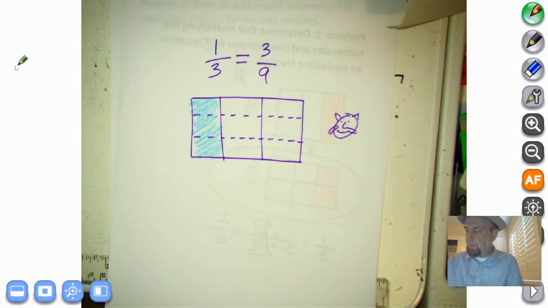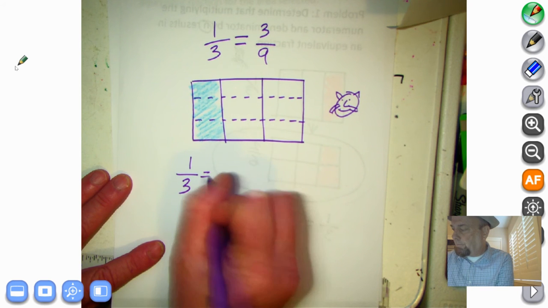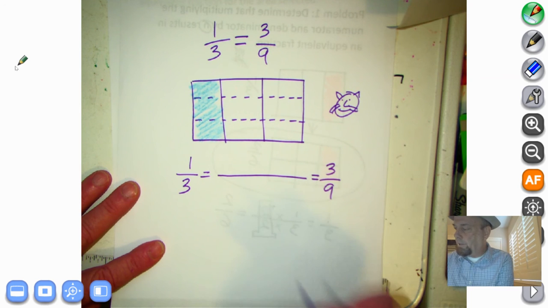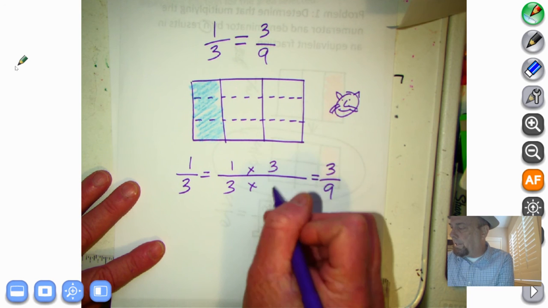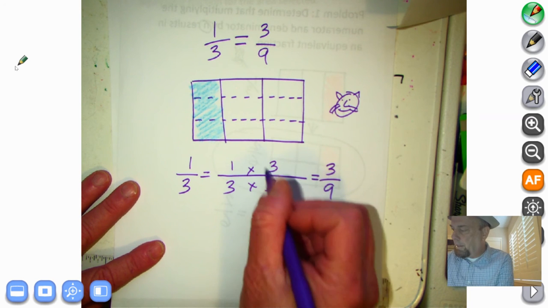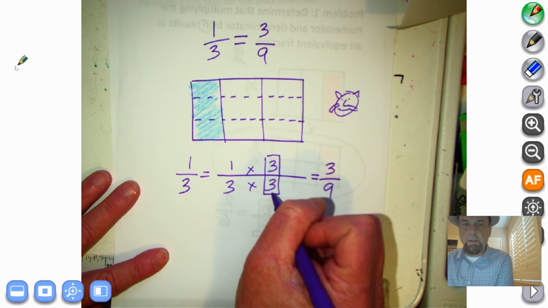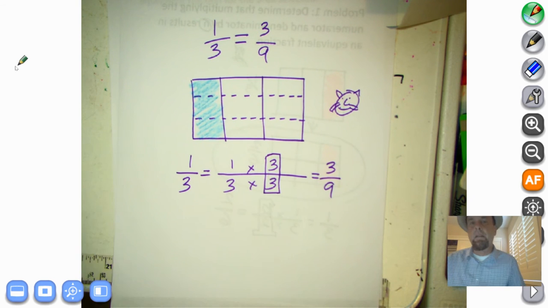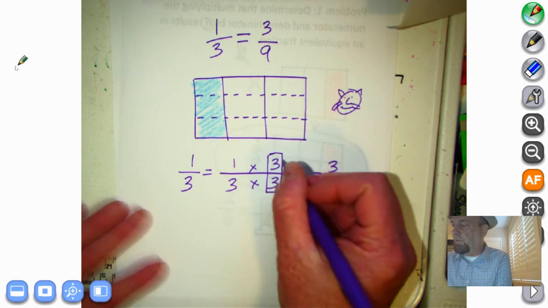Now, how can we prove that through multiplication? Watch this. We have 1/3 equals 3/9. All right, so what did we do? We did 1/3 and we multiply it by 3/3. This is just one whole. This is 1, the fancy form of 1. When the numerator and the denominator are the same, it's 1. 1 times 3 is 3, 3 times 3 is 9. This is a quick and easy way of finding an equivalent fraction. Rather than making these diagrams all the time, you can just multiply by the fancy form of 1.